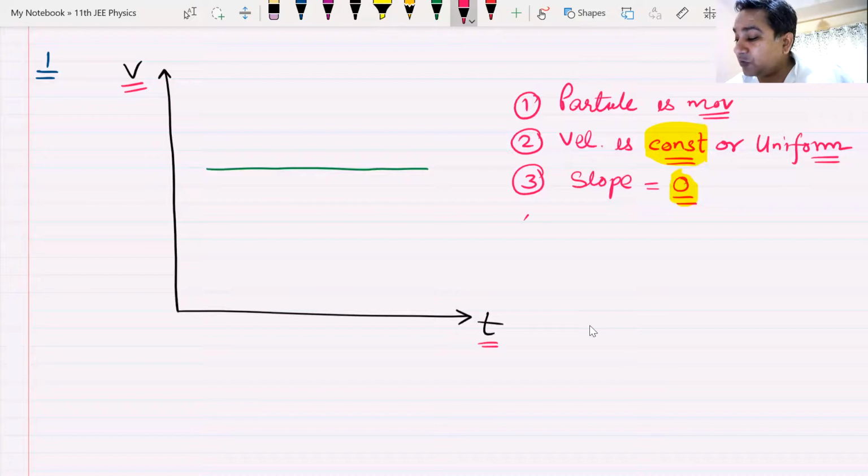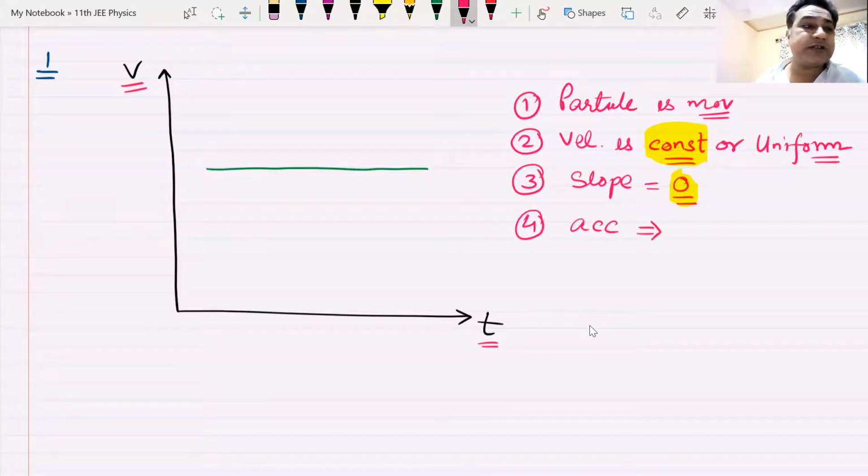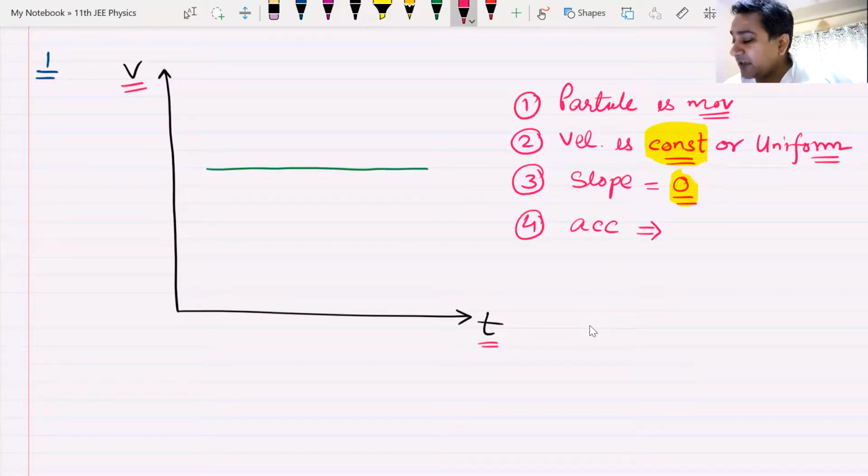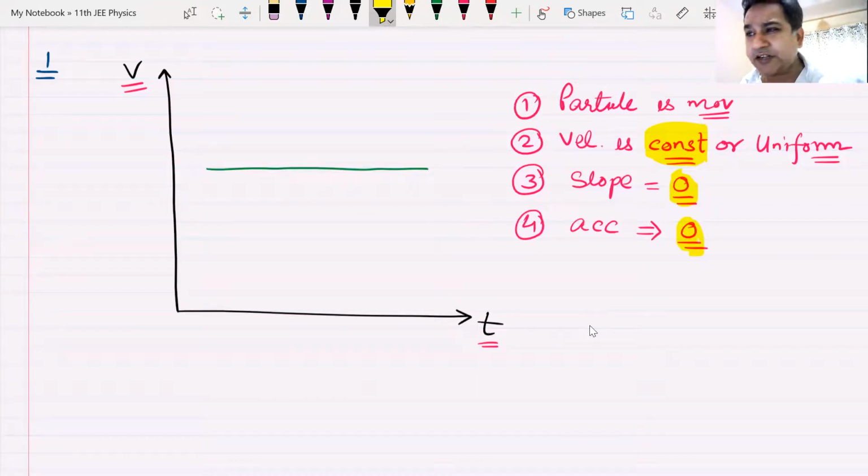That brings us to the fourth point. Velocity time graph ka slope is zero. What about the acceleration of this particle? Yes, Sainath. Velocity is constant. Slope of velocity time graph is zero. The acceleration has to be zero. Do we understand this? Acceleration is zero. The body does not accelerate. This is a case of uniform motion. Am I clear?